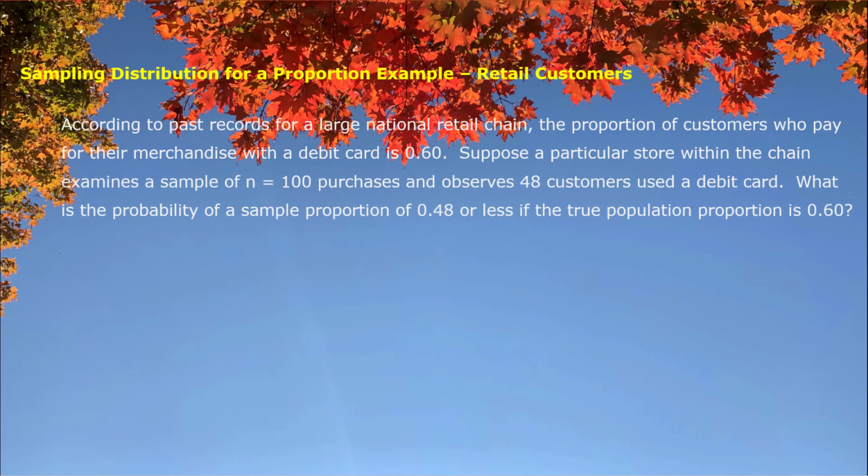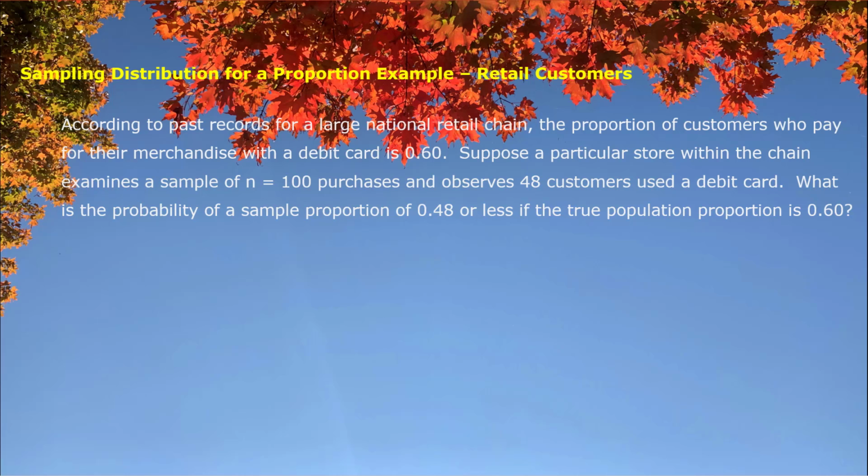According to past records for a large retail chain, the proportion of customers who pay for their merchandise with a debit card is 60%. Suppose a particular store within the chain examines a sample of 100 purchases and observes 48 customers used a debit card. What is the probability of a sample proportion of 0.48 or less if the true population proportion is 60%?